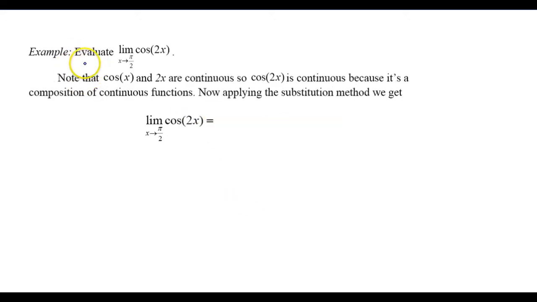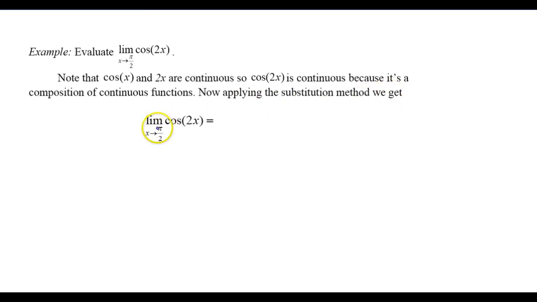In this next example, we want to evaluate the limit as x approaches pi over 2 of cosine of 2x. This is going to take a little more reasoning to show that cosine of 2x is continuous. Well, cosine x and 2x are each continuous functions, and this is the composition of cosine x and 2x. So because it's a composition of continuous functions, it too is continuous.